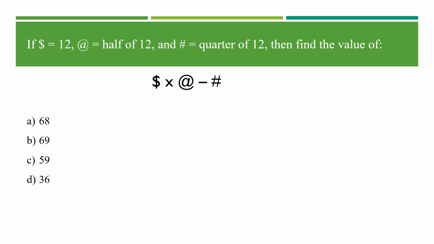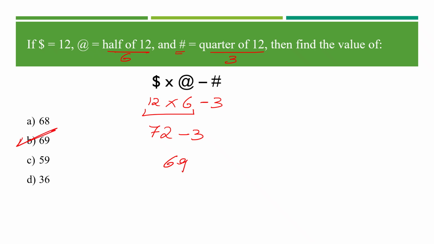If dollar symbol equals 12, at symbol equals half of 12, which is 6, and hashtag is a quarter of 12, that is 1/4 of 12, which is 3. Then find the value. Dollar is 12, at symbol is 6, and the other one is 3. According to BODMAS rule, we are supposed to multiply first: 72 minus 3, 69. Such an easy question, isn't it? We'll move on to the next question.